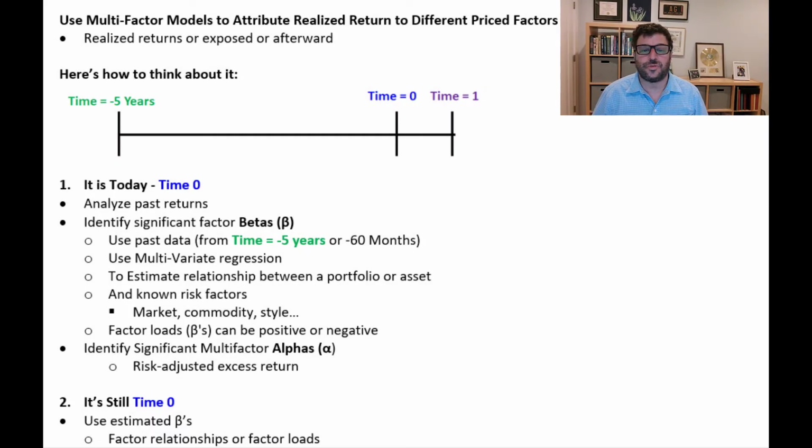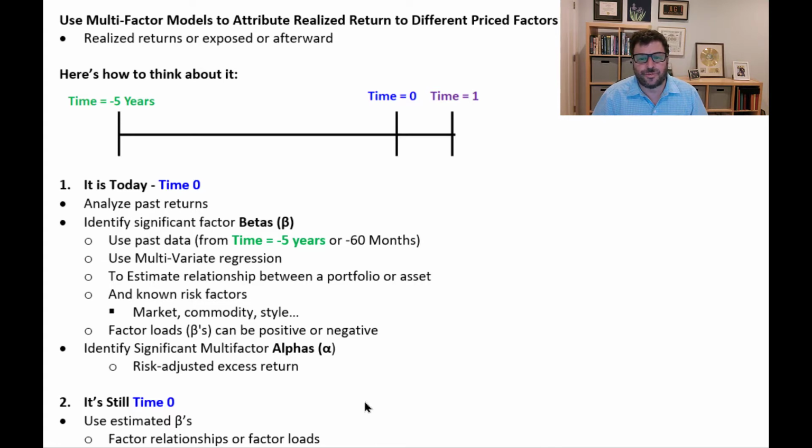The next thing we'll do is use multi-factor models to attribute realized returns to different priced factors. The idea is that at some point in time, I observe a return on a stock or a portfolio, and I know that this stock or portfolio is affected by the market, and it's affected by oil, or maybe it's affected by cotton or corn or currencies or something, and I want to know what caused the return to be what it is. To what can I attribute this realized return?